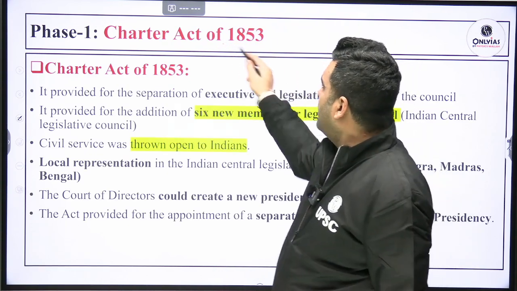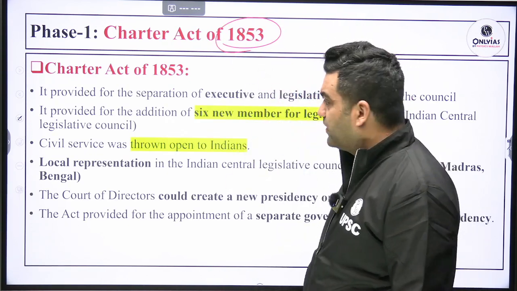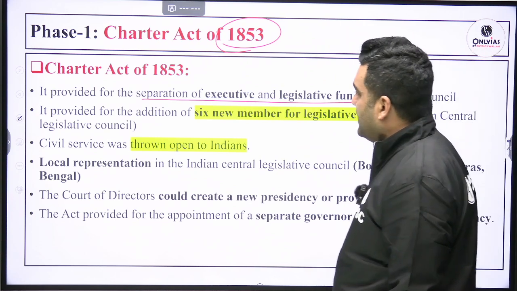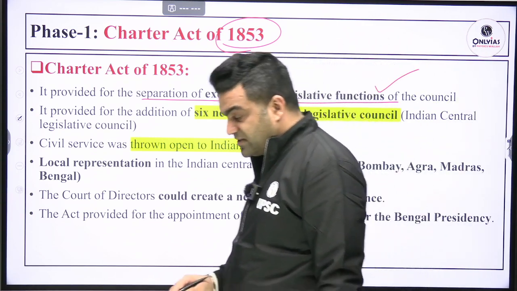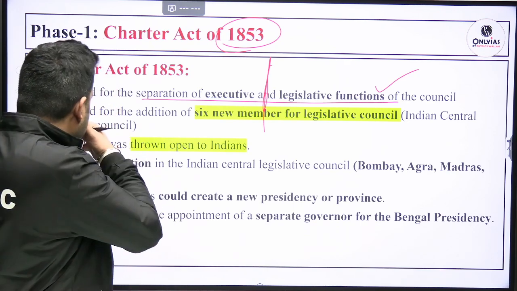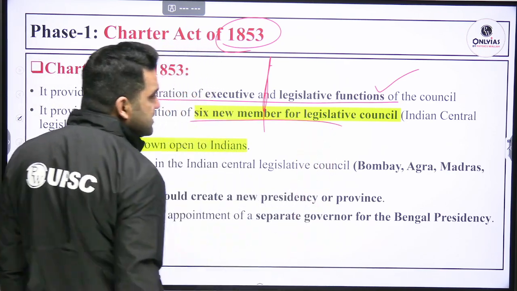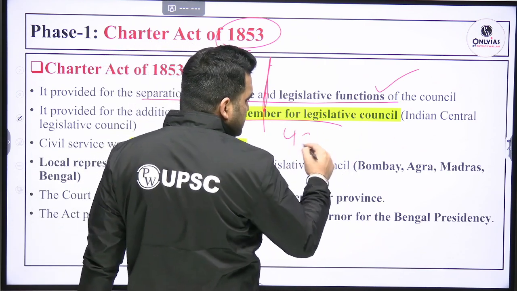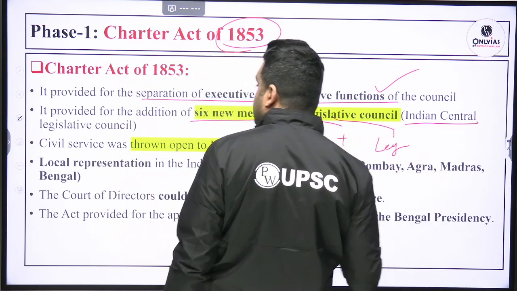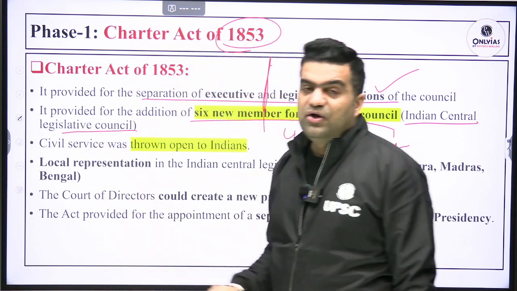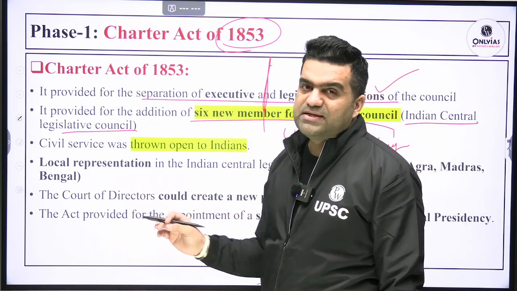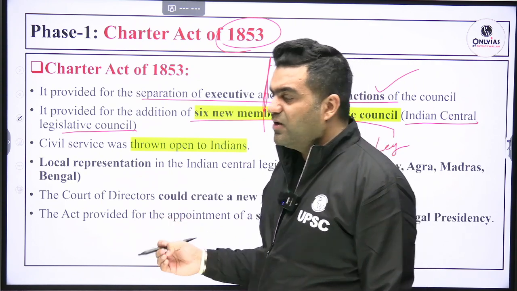Then, coming to another important act, Charter Act of 1853. It provided for the separation of executive and legislative functions of the council. Executive and legislative functions of the council will be separated. Which act are we talking about? 1853. It provided for the addition of 6 new members. 4 were there in the executive council. Here we are talking about the legislative council of the governor, the Indian Central Legislative Council it will be called. Which act introduced the legislative council? 1853. How many members? 6 members, right? You can take a quick note of it.